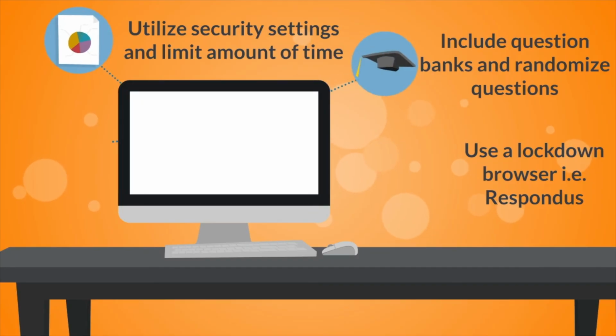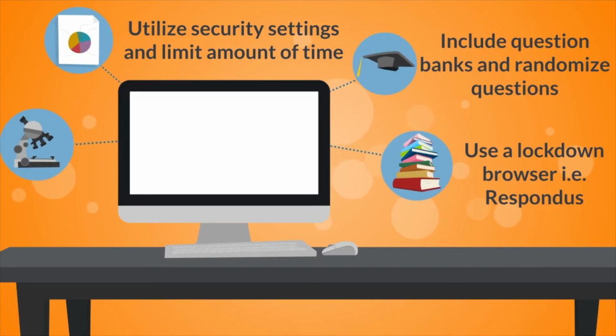For higher-stakes tests, such as midterms or final exams delivered online, you can deter cheating by utilizing the security settings in Canvas when you're creating a test. Consider limiting the amount of time students have to complete a test. Use question banks and randomize the questions used in an exam. Implement a lockdown browser tool such as Respondus. Remember to consider all of these elements when designing your course, and you will be able to promote and sustain academic integrity throughout the semester.